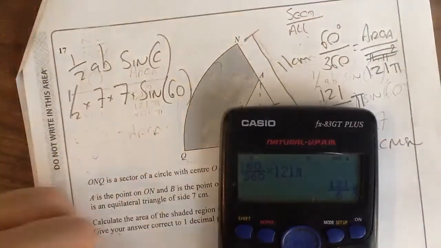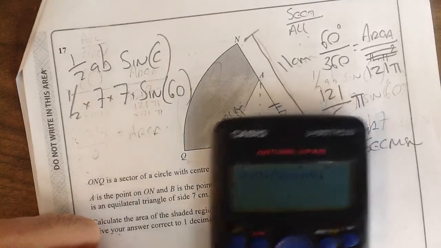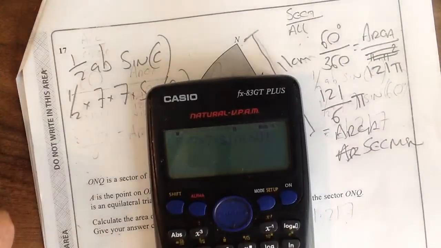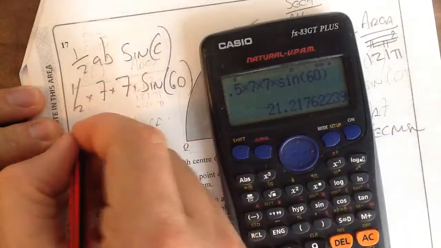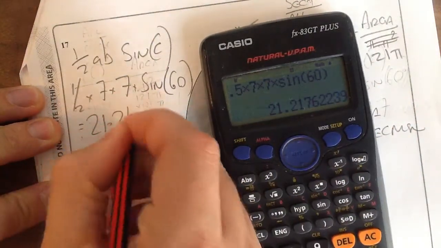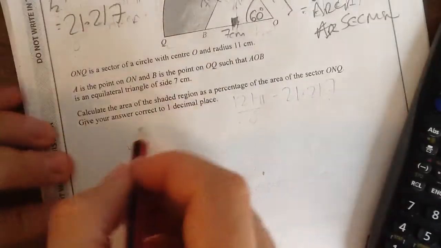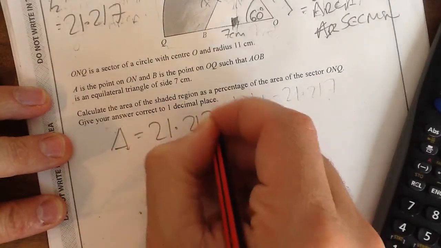I'm just going to type that in my calculator: half times 7 times 7 times the sine of 60. Let me just make sure I'm in degrees. I am. My answer is 21.217. So I'm going to write this down here, my triangle equals 21.217.